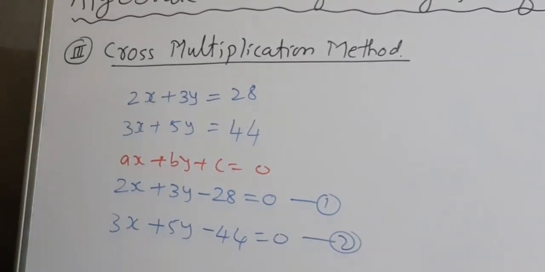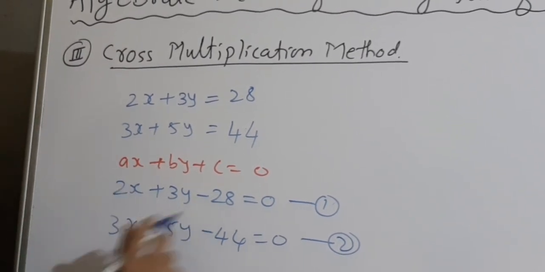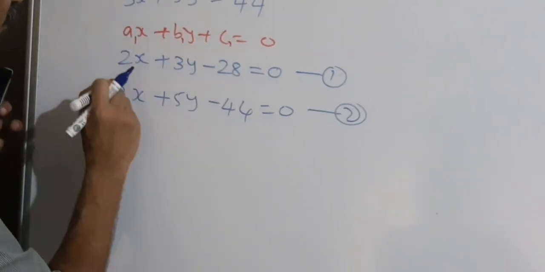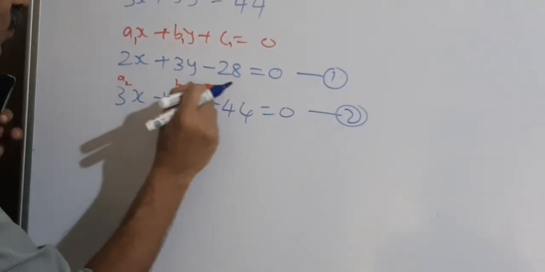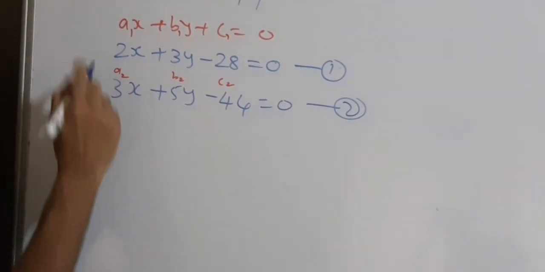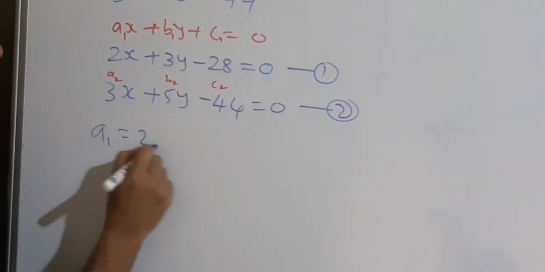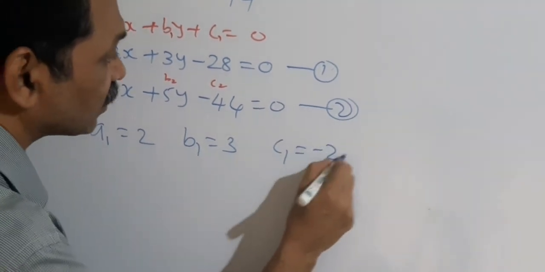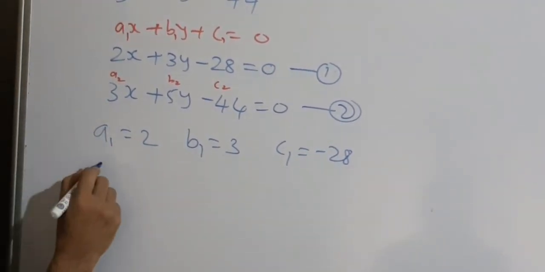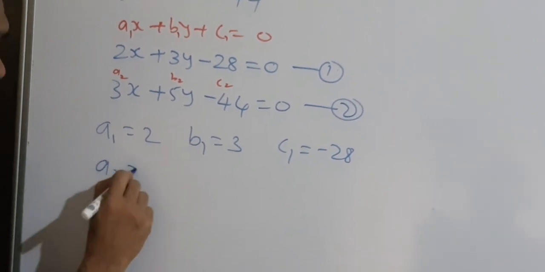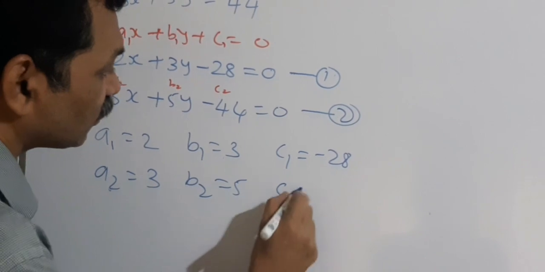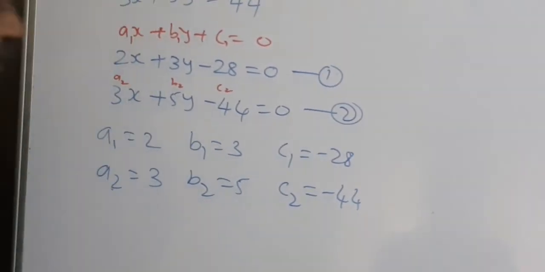This is equation 2. Okay, we know we have to write the values of a, b, c, a1, b1, c1. So this is a1, b1, c1, and here a2, b2, c2. So a1 is equal to 2, b1 is equal to 3, and c1 is equal to minus 28. Same here, a2 is equal to 3, b2 is equal to 5, and c2 is equal to minus 44.